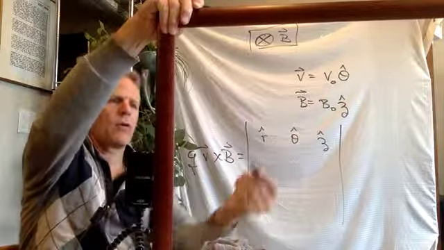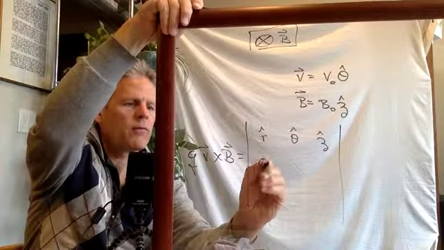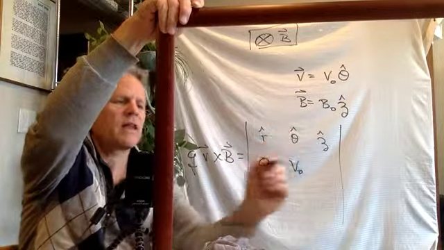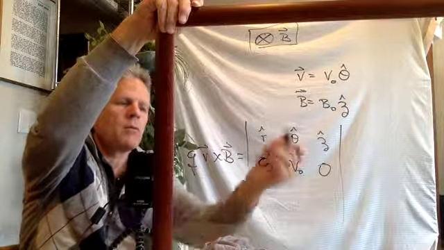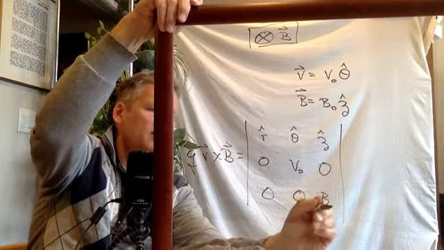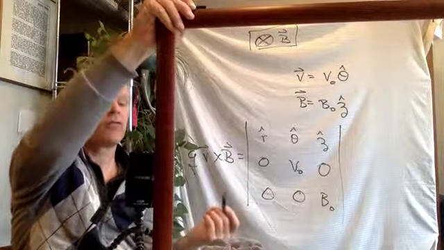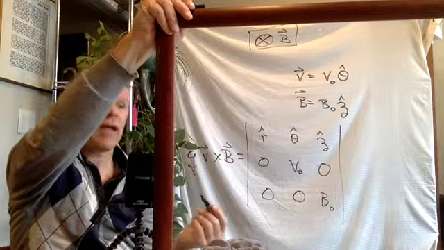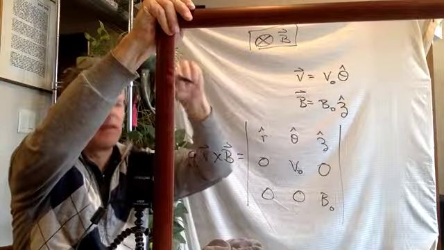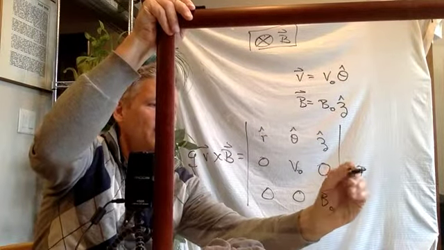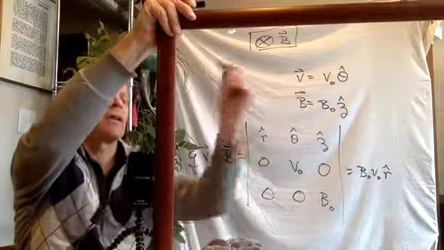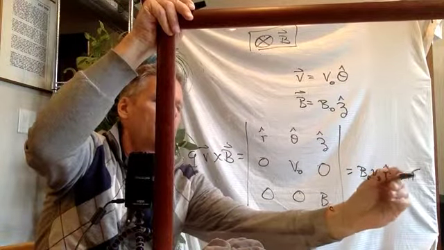And what do we have for our vector components? Well, we have 0 in the r hat for velocity. We have a v0 in the theta hat, and we have 0 in z. Meanwhile, for B, what do we have? We have 0, 0, B0. And so this is just about as easy as this will ever get, because the only non-zero term is B0 v0 in the r hat direction. And this now equals our force.